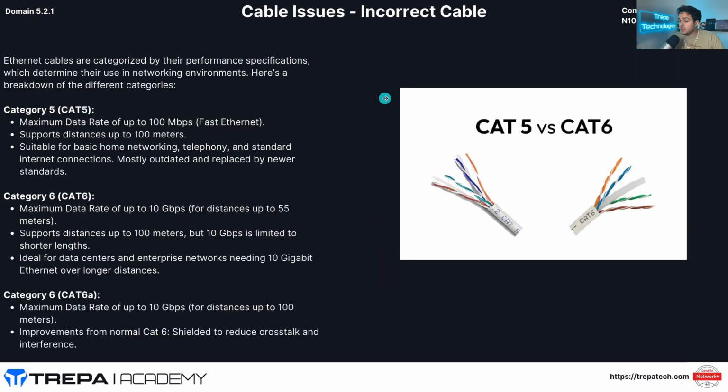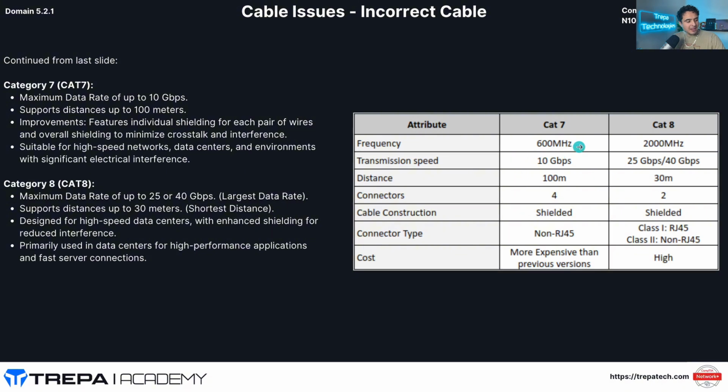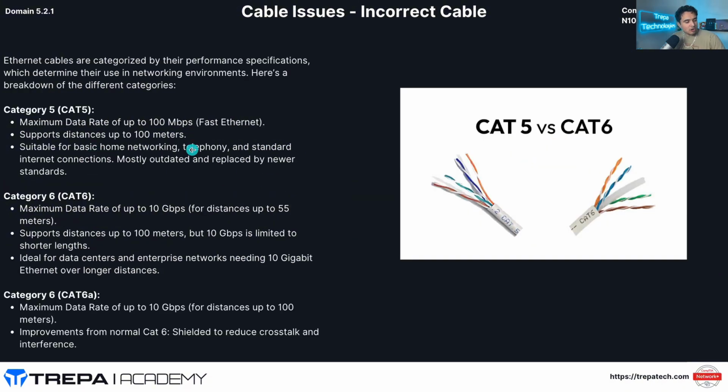Okay, now moving on to copper. So Ethernet cables or copper cables are categorized by their performance specification, which determines their use in networking environments. So we have different categories here. So we have Cat5, not listed here. We have Cat5e, we have Cat6, Cat6 alpha, and then we have Cat7 and Cat8. I'm going to go back here. So with Cat5, our maximum data rate's 100 megabits per second, which is fast Ethernet. With Cat5e, it's going to be actually 1,000 megabits, which is a gig, right?